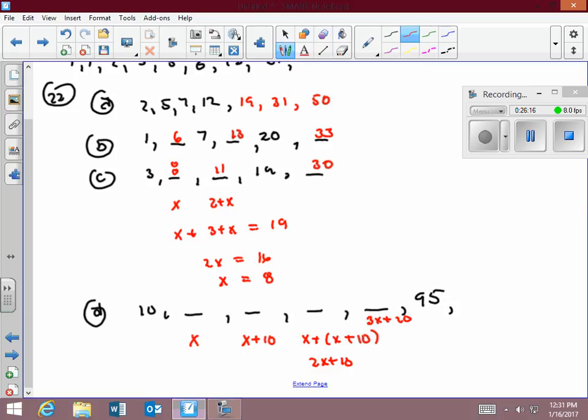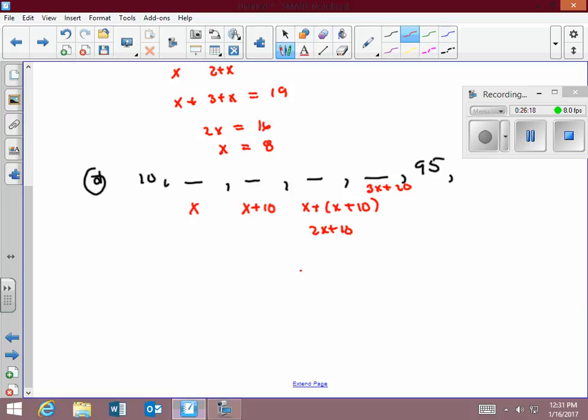So then 2x, then you could say the 2x plus 10 plus the 3x plus 20 should equal 95. Okay, everybody laid it out right? This one is x. This one is x plus 10 because it's the previous two numbers. Then this one's a previous two, which is x plus 10, which is 2x plus 10.